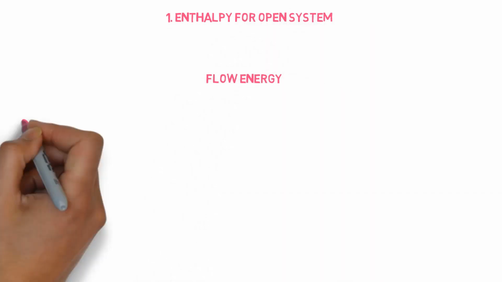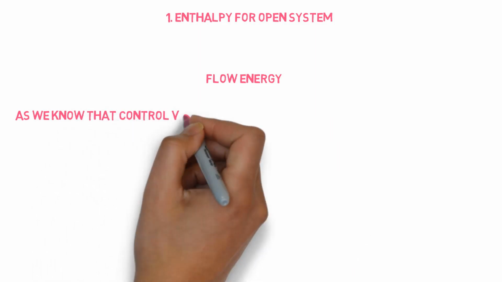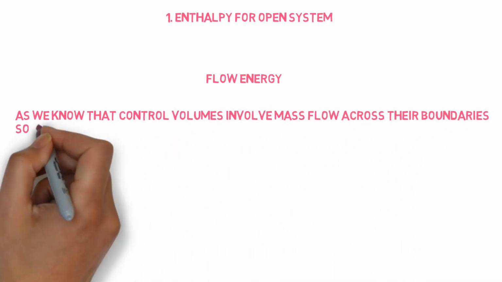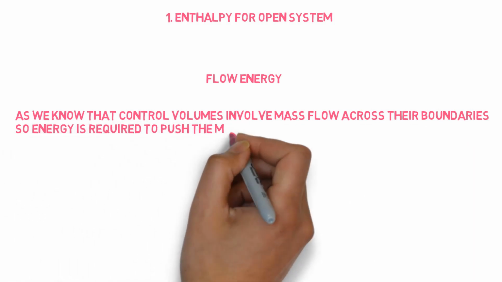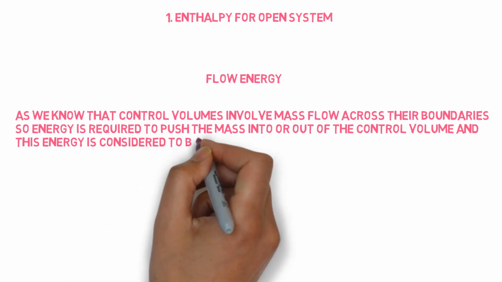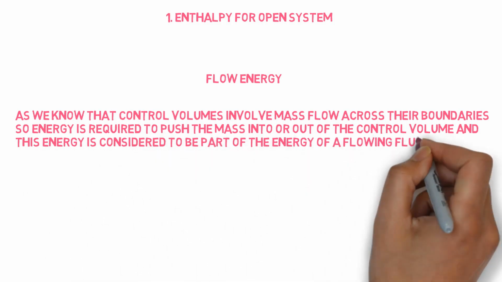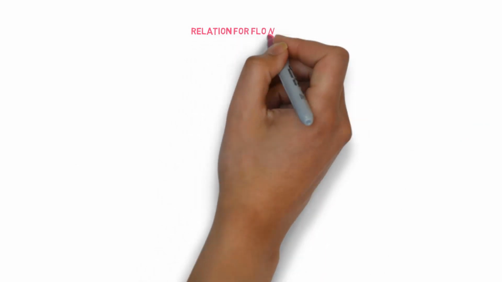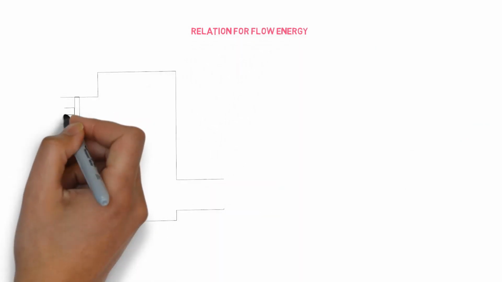For that, we have to learn about flow energy first. Now, as we know, control volumes involve mass flow across their boundaries, so energy is required to push the mass into or out of the control volume, and this energy is considered to be part of the energy of a flowing fluid, the so-called flow energy. Now let us talk about the relation for flow energy.